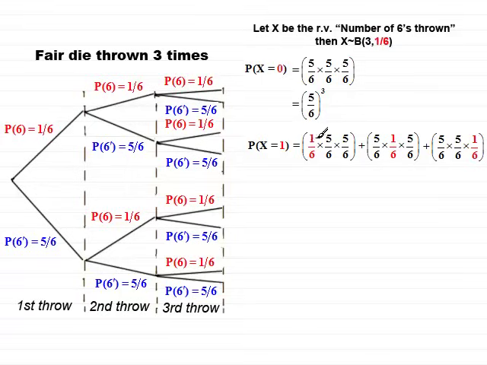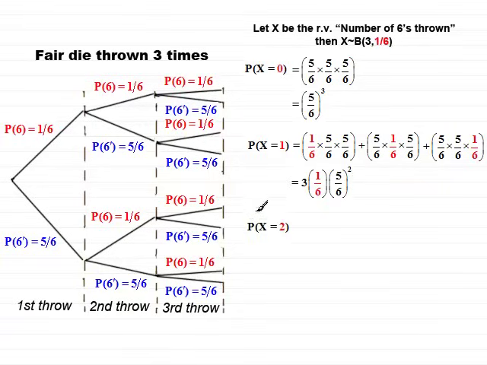Now, you can see that in each one of these brackets, we've got the probability of success, that's 1/6 occurring once, and the probability of failure, 5/6 occurring twice. And this happens 3 times over. So really, what we've got is 3 times the probability of success, 1/6, times 5/6, the probability of failure, squared.